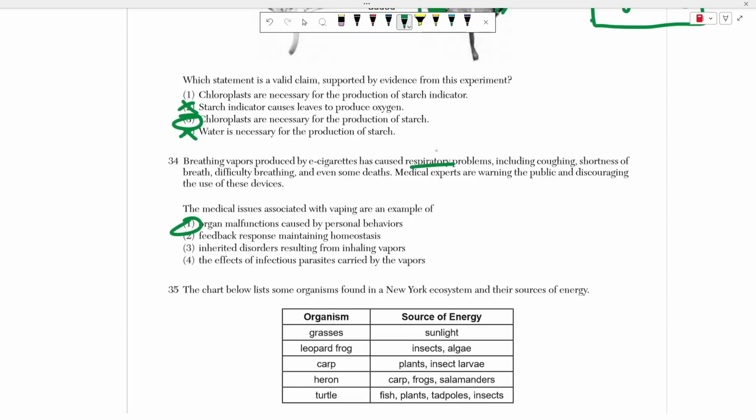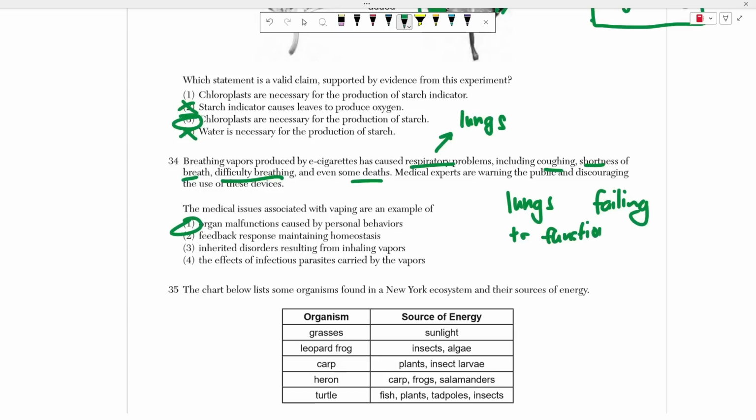Respiratory problems, it's an issue with your respiratory system, which is your lungs, right? Mainly your lungs. So if you're coughing, if you have shortness of breath, if you have difficulty breathing, and if you're dying, that's your lungs failing. Not entirely, but they're failing to function normally, which is a very, very big issue, right?